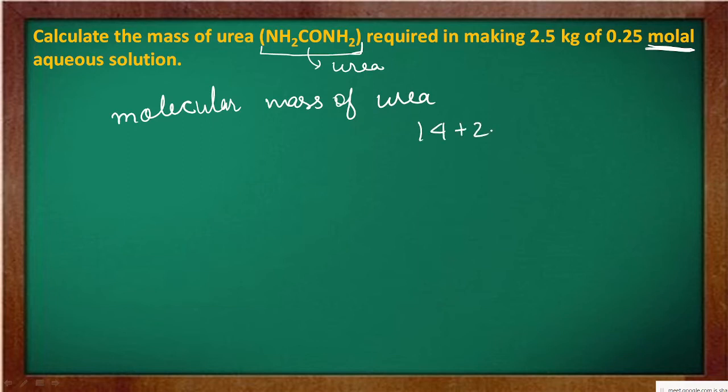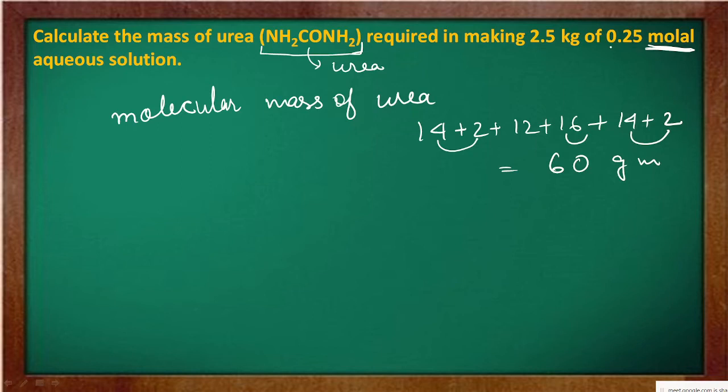Nitrogen is 14 plus 2 plus 12 plus 16 plus 14 plus 2. If you add, 14 plus 2 is 16, then 16 more is 32, then again 16 is 48, and this will be equal to 60. So you will get here 60 gram. Now 0.25 molal means 0.25 mol of urea is used to prepare the solution. If 0.25 mol is used, then 1 mol means 60 gram.